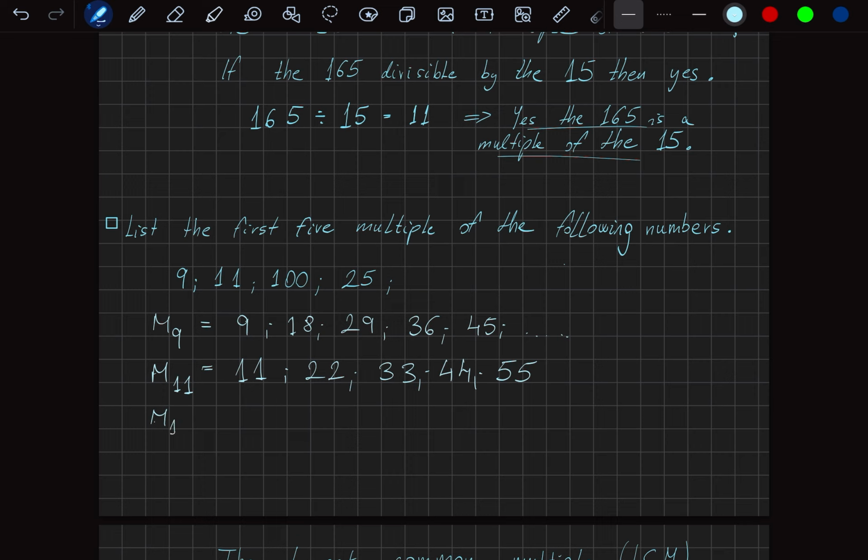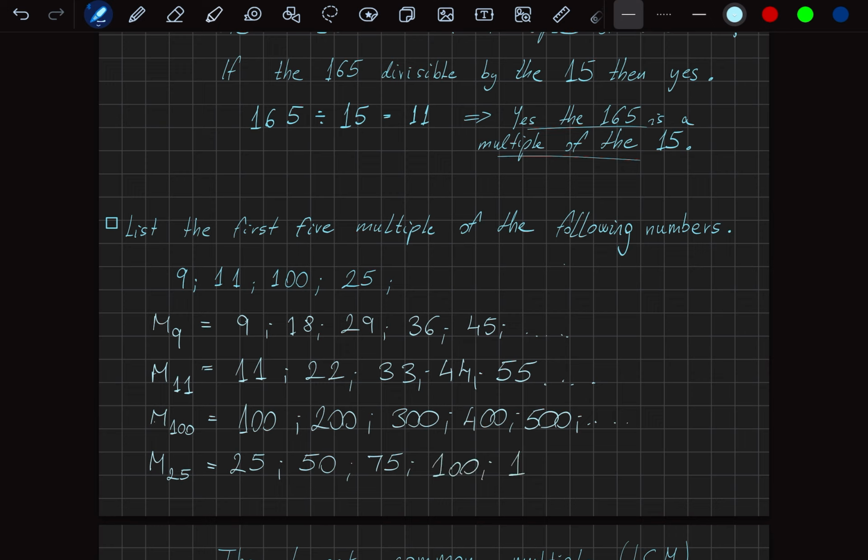Multiples of 100: 100 times 1, 100 times 2, 3, 4, and 5. And the last one, multiples of 25: 25 times 1, 25 times 2, 25 times 3, 4, and 5. Not so hard.